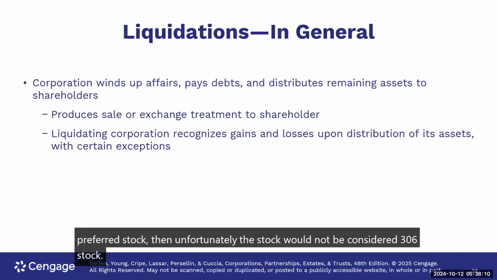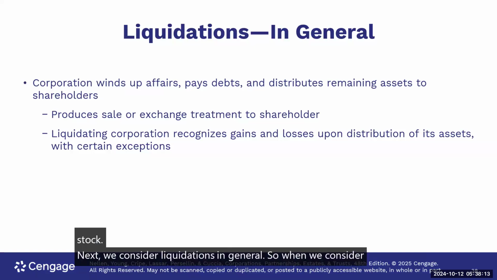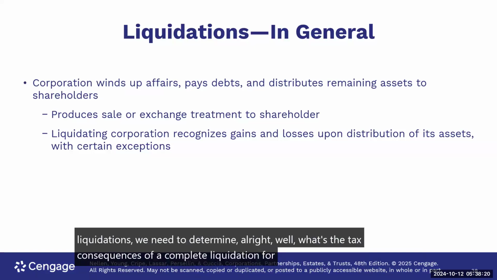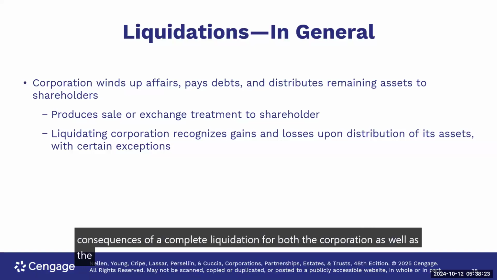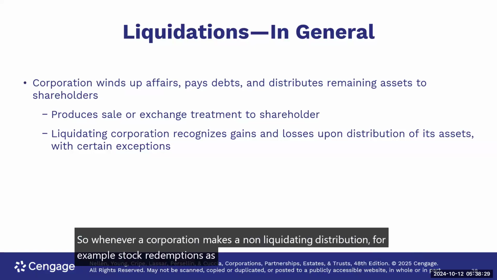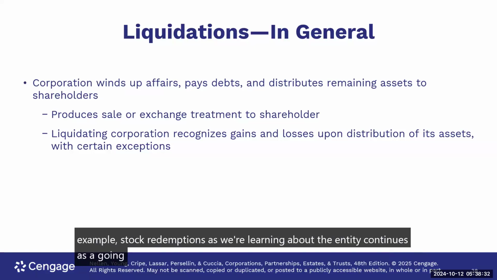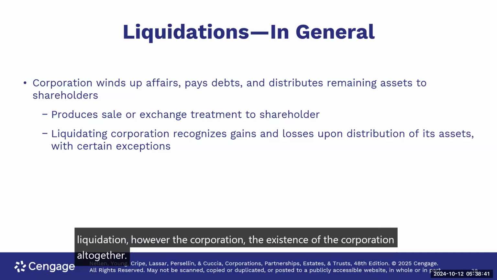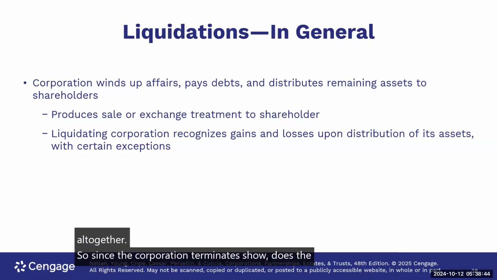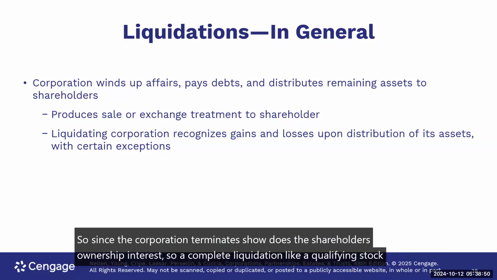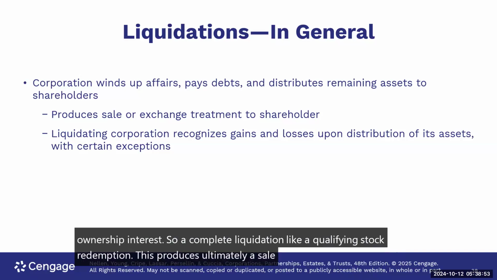Next, we consider liquidations in general. When we consider liquidations, we need to determine the tax consequences of a complete liquidation for both the corporation as well as the shareholders. Whenever a corporation makes a non-liquidating distribution, for example, stock redemptions, as we're learning about, the entity continues as a going concern. But when there's a complete liquidation, the existence of the corporation altogether terminates. Since the corporation terminates, so does the shareholders' ownership interest. A complete liquidation, like a qualifying stock redemption, ultimately produces sale or exchange treatment to the shareholder.